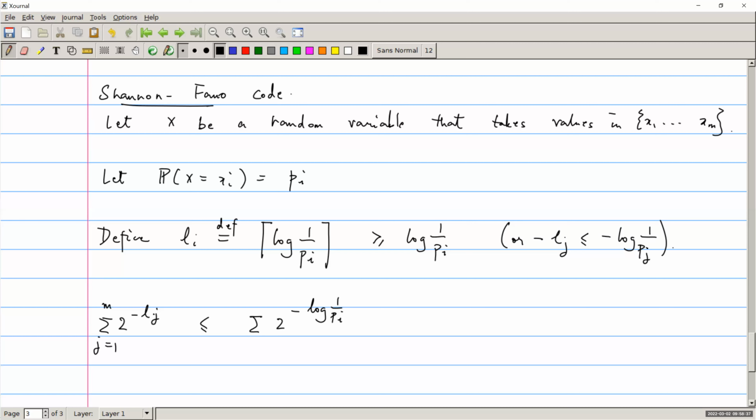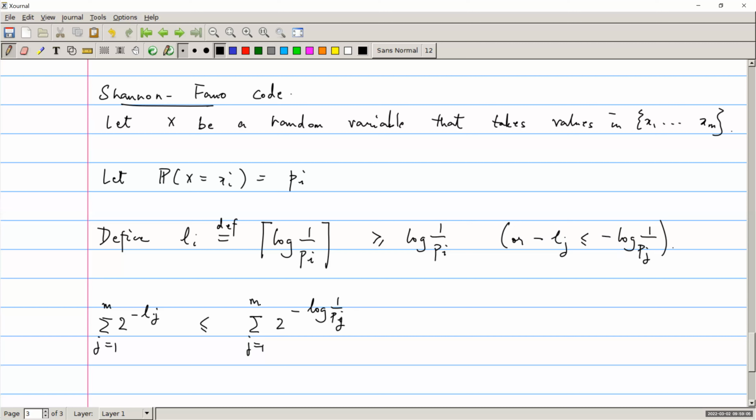Li is greater than log of 1 over pi. So if I use a negative sign on both sides, I have to change the inequality direction. So minus Li is less than or equal to log minus 1 over pi. Now the summation of 2 to the minus Lj is therefore less than 2 to the minus summation of 2 to the log 1 over pj. 2 to the x is monotonic, right?